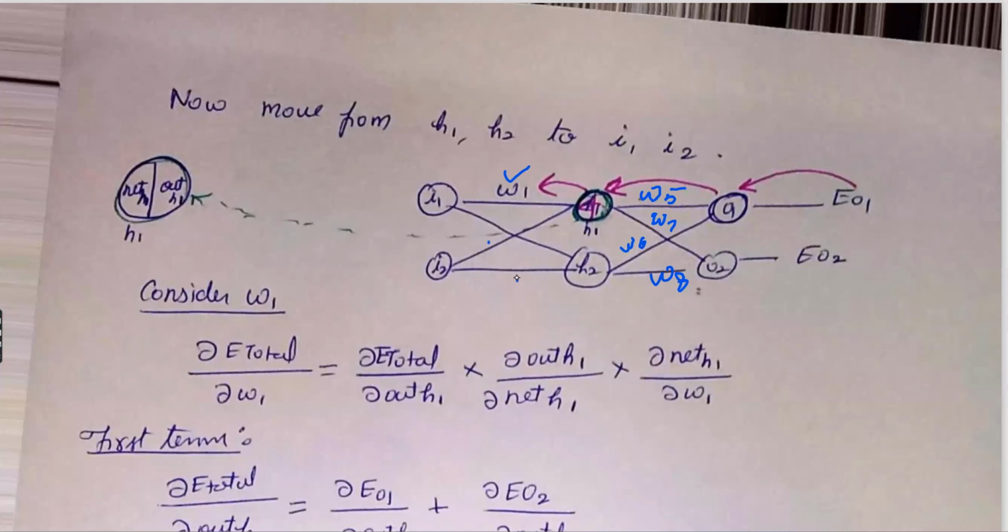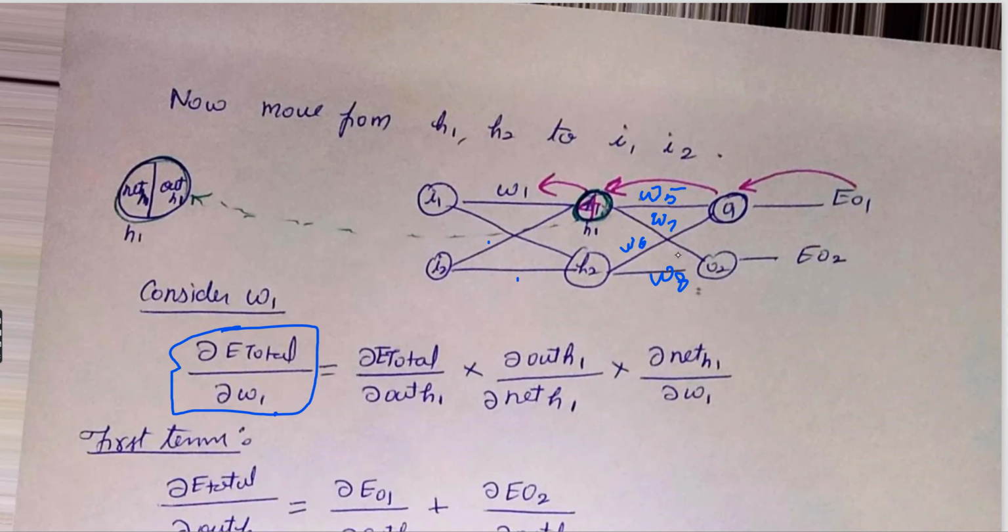So consider the weight W1. Now we are going to update the weight of this W1. The same process we will follow here, which means we will differentiate E total with respect to the weight W1. To differentiate this, we cannot directly differentiate E total with respect to W1. We find out some relation between E total and W1.